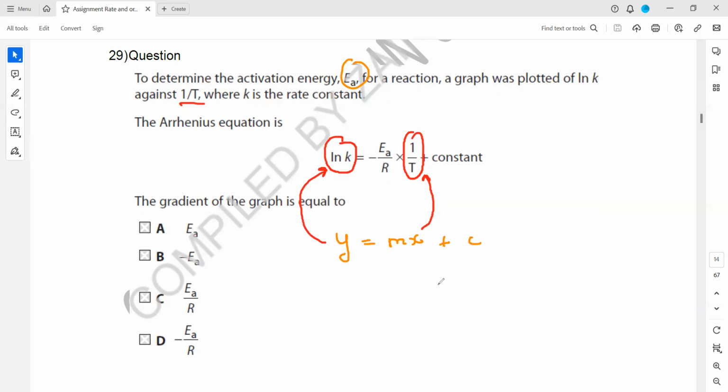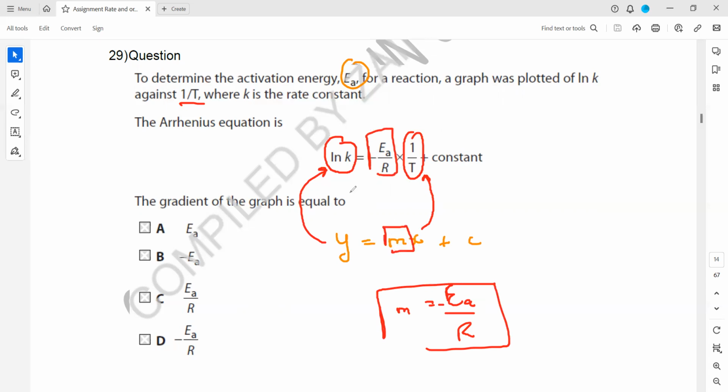So what will be the gradient? What are we left with? We are left with the gradient equals the negative of activation energy divided by the general gas constant. Because the gradient is what is left, we are left with minus E over R. So minus E over R represents the gradient of this graph. So for 29, D is the right answer.